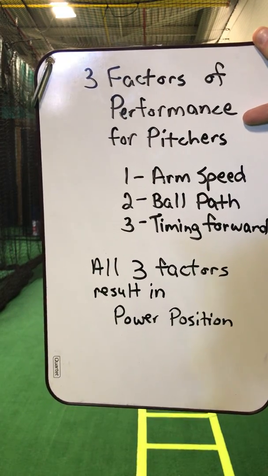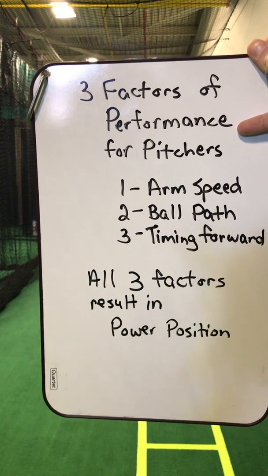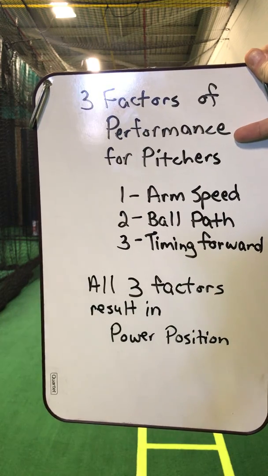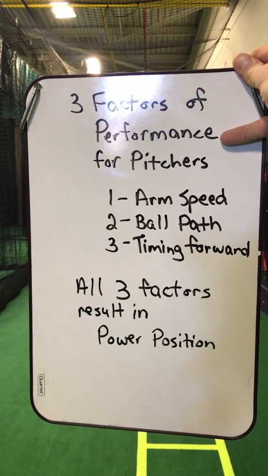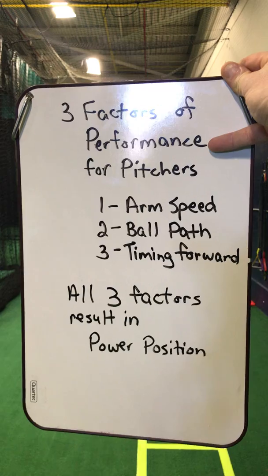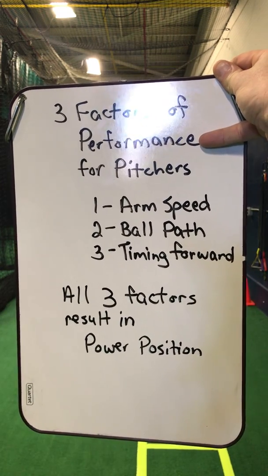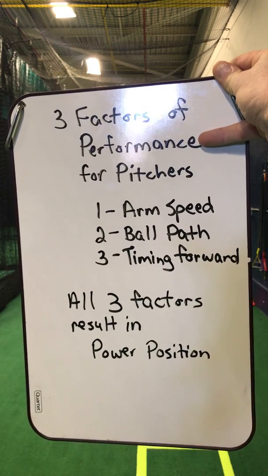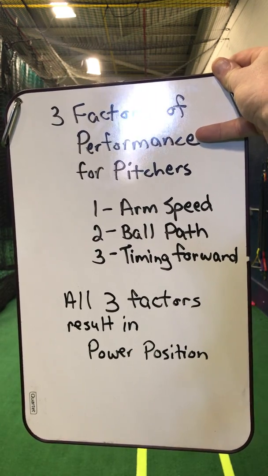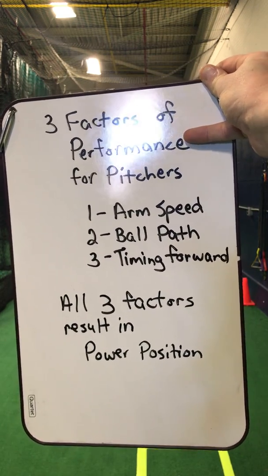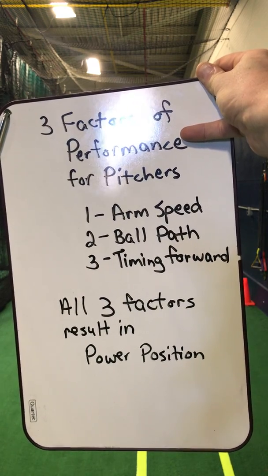All right, so guys, now we're going to talk about the 3 factors of performance for pitchers. 1, arm speed. 2, ball path. 3, timing forward. Making sure that everybody understands that all 3 of these result in the ability to get into your power position. All right, so the power position is where you are when your front foot lands after your stride.